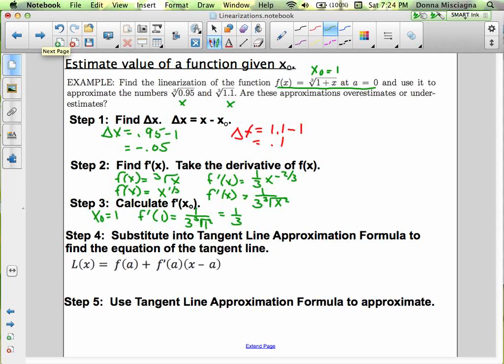And then we'll substitute into the tangent line approximation formula to find the equation of the tangent line. This is the same thing in step 4 and step 5. Here, we'll do the cube root of 0.95 for step 4, and we'll do the cube root of 1.1 for step 5. There we go.